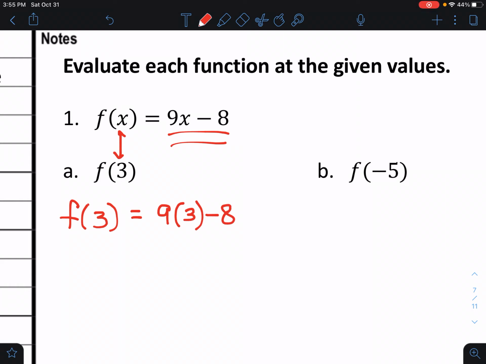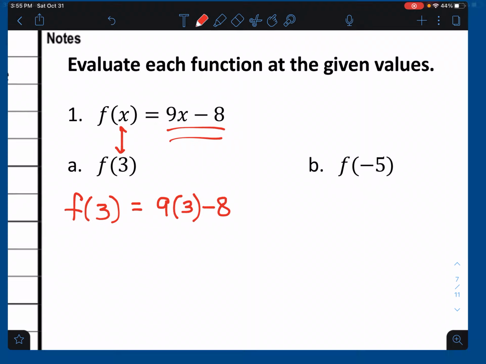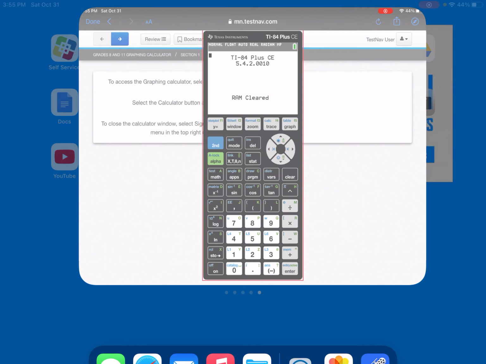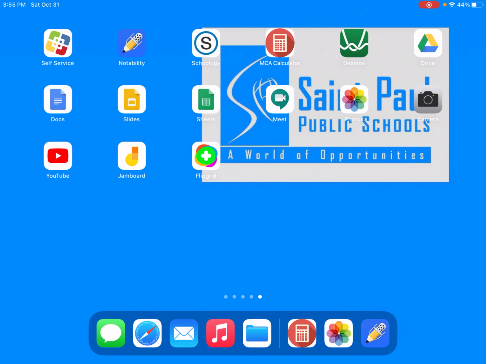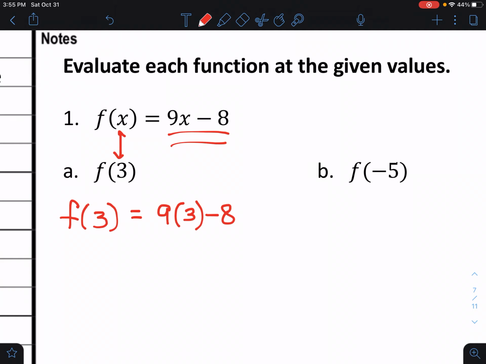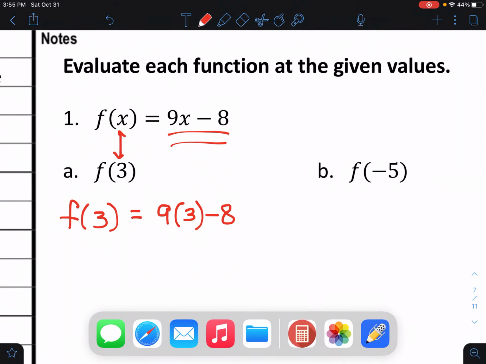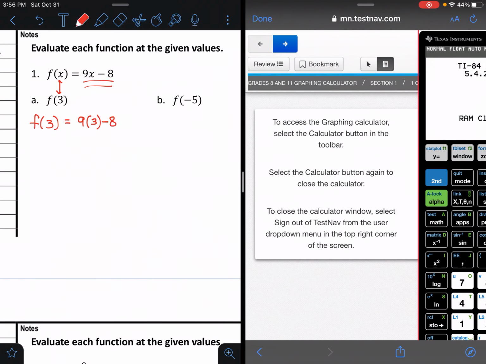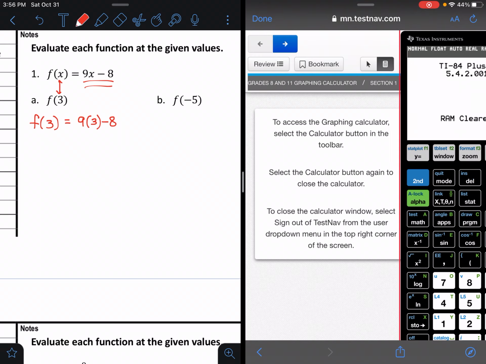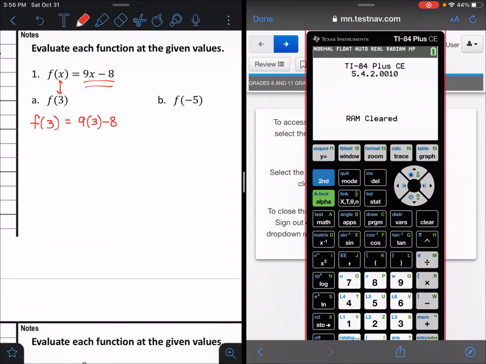Okay, so now what you're going to do is you are going to pull up your graphing calculator, your MCA calculator. So that's this one. I'm going to do a split screen so we can see a little bit better what's going on. So I want to make this a little bit bigger.